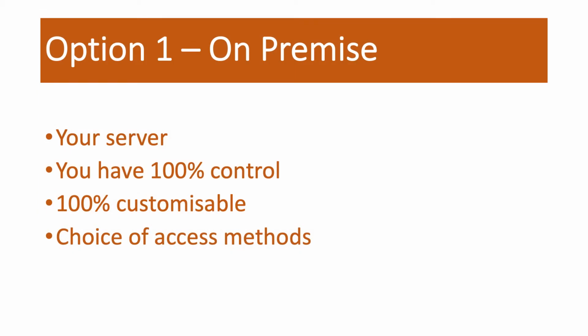So the first option is on-premise. This is a traditional way that NAV has been installed in the past. Basically, you provide your own server. You provide the software and everything that goes with that server. And you are 100% in control of what's happening on that system. With that control comes responsibility. Yep, you're in control, but you're also responsible for doing the backups, for maintaining the antivirus, for looking after the security, for having a disaster recovery plan. But you've got 100% control.